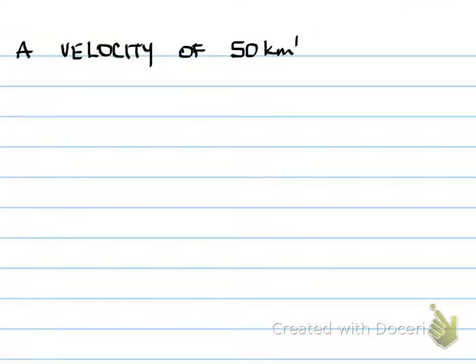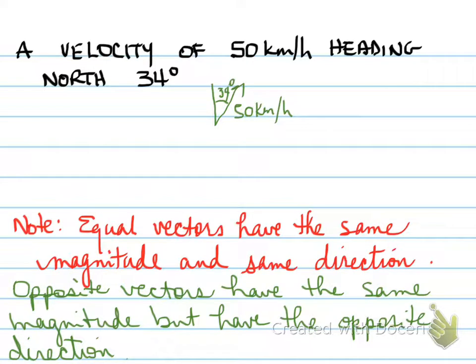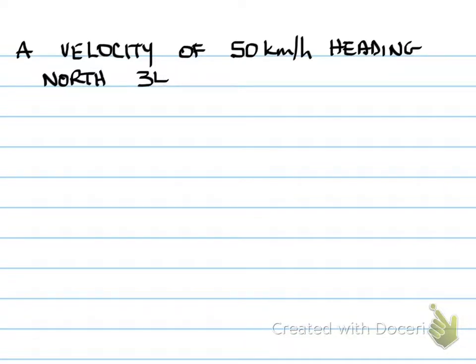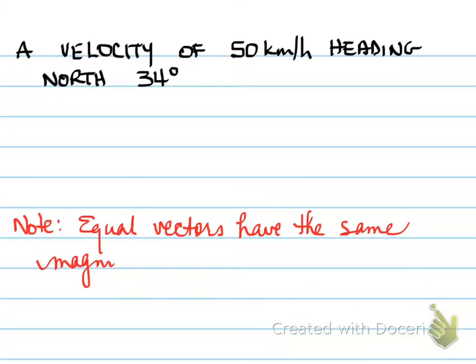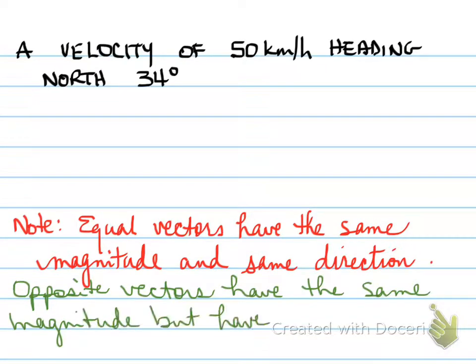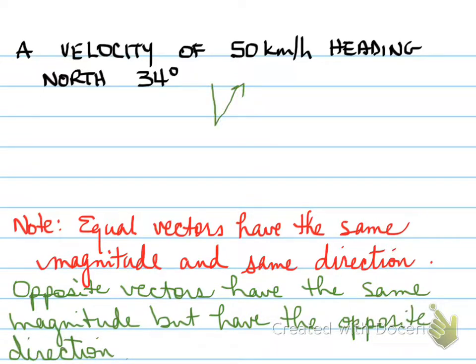Let's look at one more. A velocity of 50 kilometers per hour heading north 34 degrees. What does that mean? Well, I'm just going to back this up just a little bit so we can look at what this means. Now, before we do that, let's take some note, some information that's important for us here. Note, equal vectors have the same magnitude and the same direction. So an equal vector implies both they have the same magnitude and the same direction. Opposite vectors have the same magnitude but have the opposite direction. So even though they have the same magnitude, because they're pointing in the opposite direction, they're considered opposites.